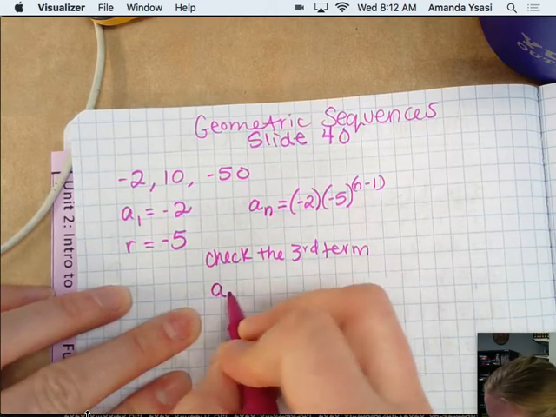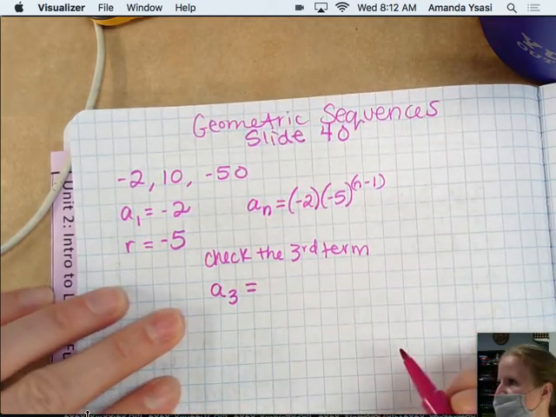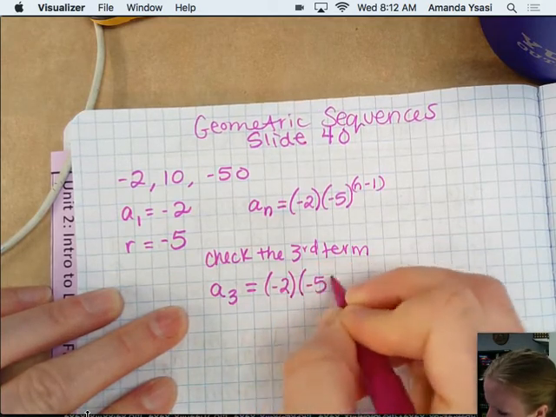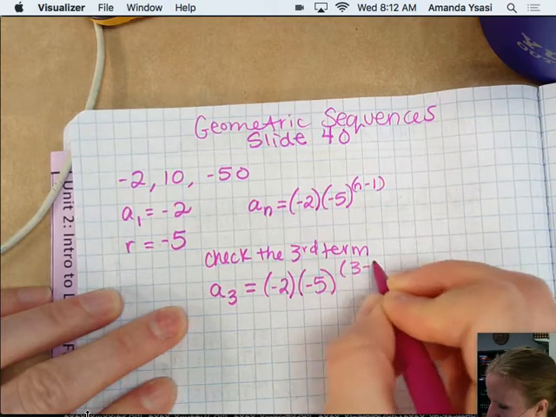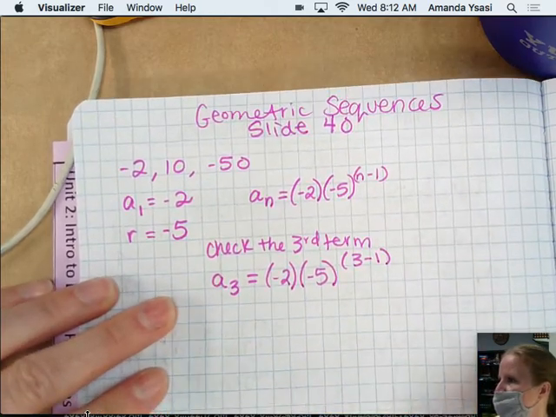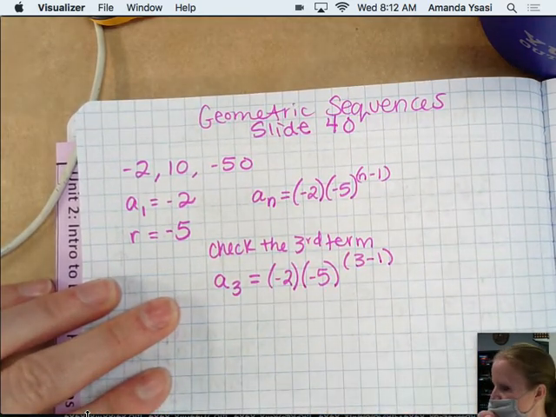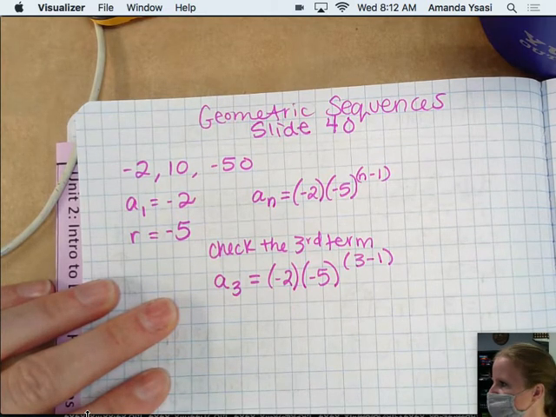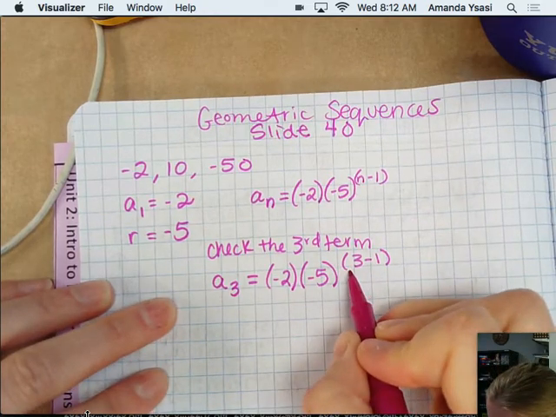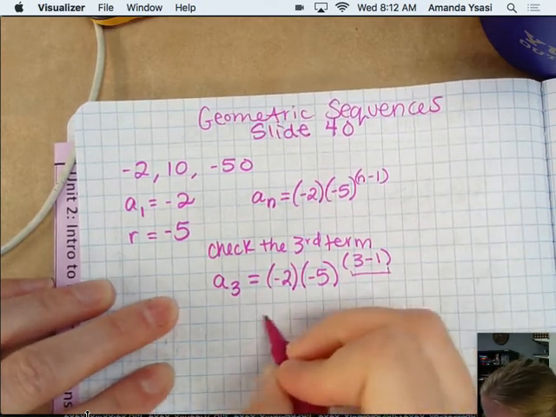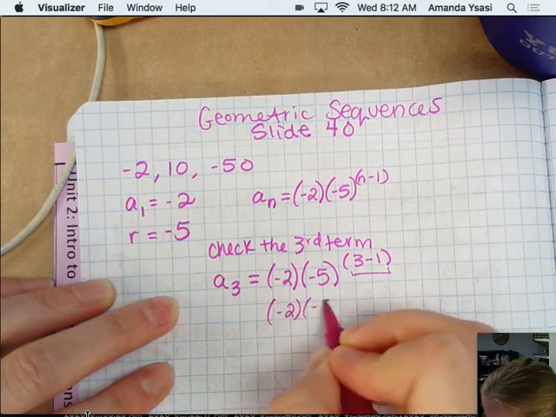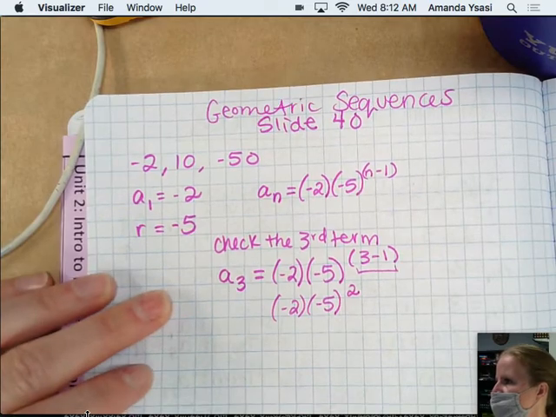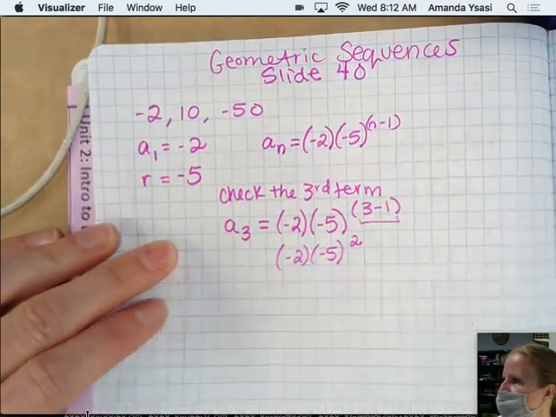So we're going to do A3 equals, for our third term, -2 times -5 raised to the 3 minus 1. Now we can simplify the exponent. So this is what you do first. So still -2 times -5, and 3 minus 1 is now 2, raised to the second power, squared.